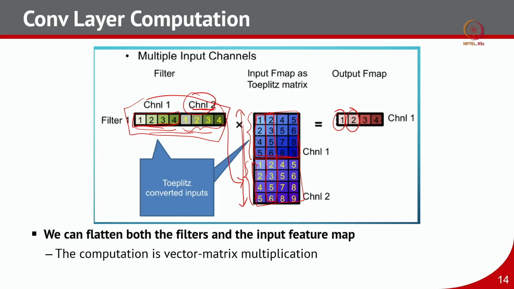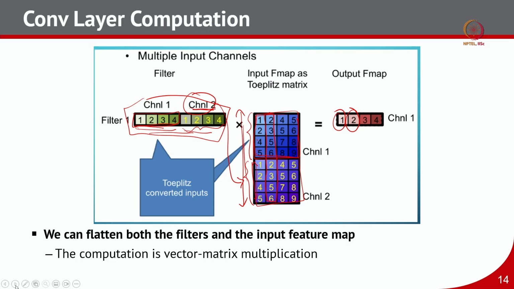So the beauty of this thing is, since we are appending the filter values of different channels in the same row, and the input feature map of the different channels in the same column, they automatically get added up to produce the pixel of the channels, right. Now again, as you can see, the computation is vector matrix multiplication, right. So you can flatten both the filters and the input feature map to obtain the output feature map pixels, correct.